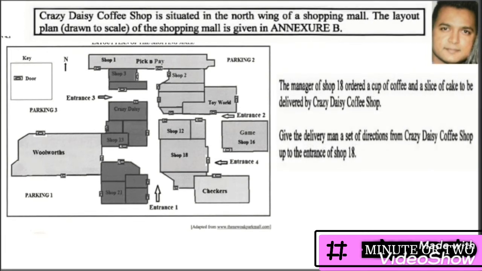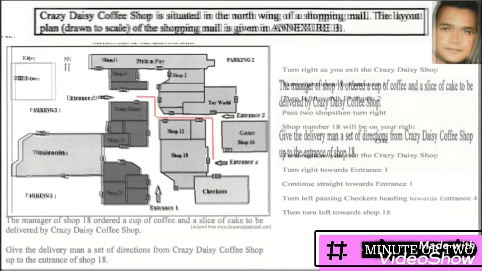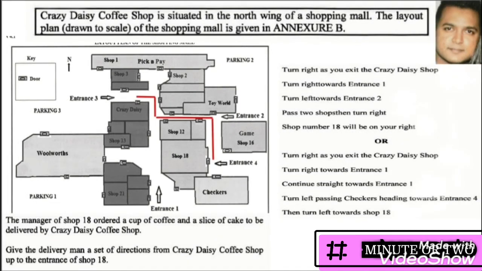The manager of shop 18 ordered a cup of coffee and a slice of cake to be delivered by Crazy Daisy Coffee Shop. Give the delivery man a set of directions from Crazy Daisy's store all the way to shop 18. When giving directions of this nature, remember the direction you are facing will determine where's your left or right. There are 2 ways in which learners can arrive at their destination. So I've indicated both, and each one has a red line indicating the direction you are moving according to the answers provided on your right.